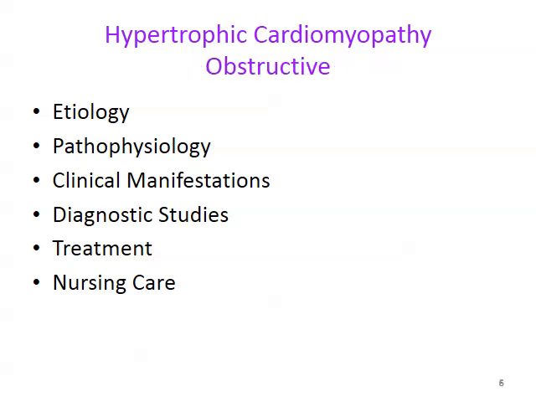On your obstructive, basically etiology is unknown. The patho is basically the same as for non-obstructive except with this type, you're going to have obstruction of the left ventricular outflow tract, and this is associated with the hypertrophied septum and the mitral valve incompetence. Clinical manifestations are basically going to be the same as for non-obstructive, except for mitral valve regurgitation and murmur. With these patients you're going to see a lot of AFib. Diagnostic is the same. Treatment is basically the same, and so is the nursing care.